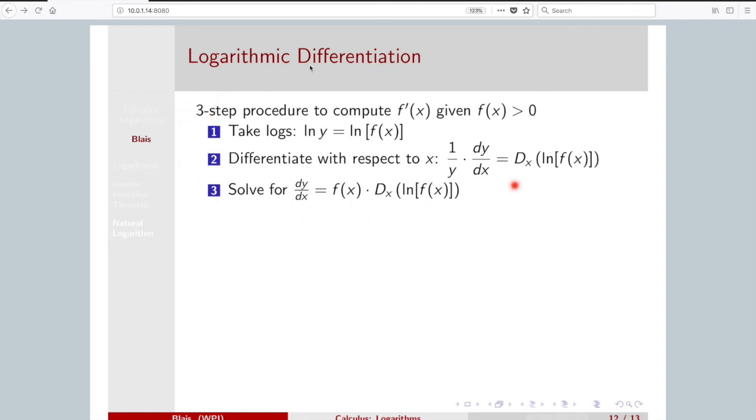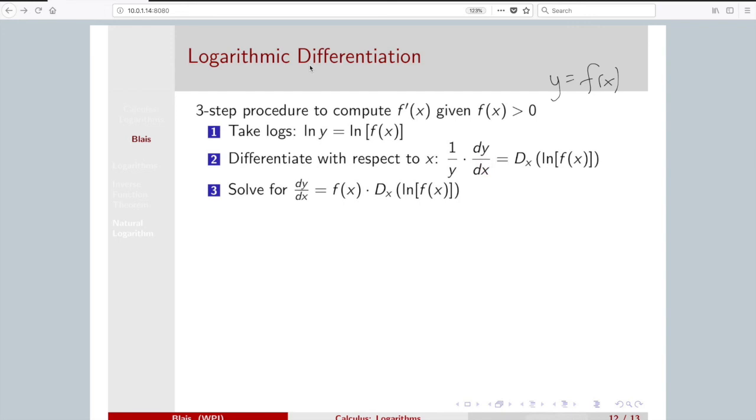Calculus textbooks write it as this procedure. This is not something to memorize. It's really understanding the method itself. So we have a three-step procedure to compute the derivative of a given positive function. What we do is you take y equals f of x, you take that expression, and you take the natural log of both sides. Once you do that, you differentiate both sides with respect to x. Then you solve for that derivative term.